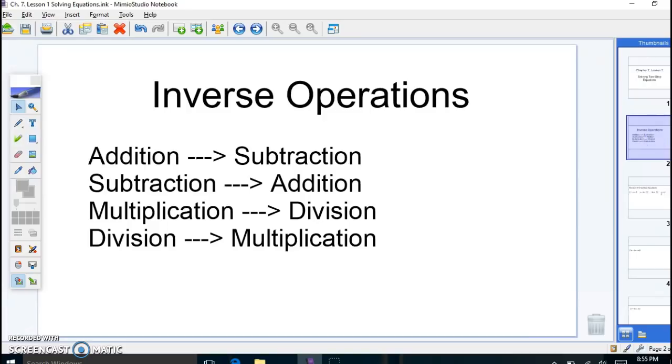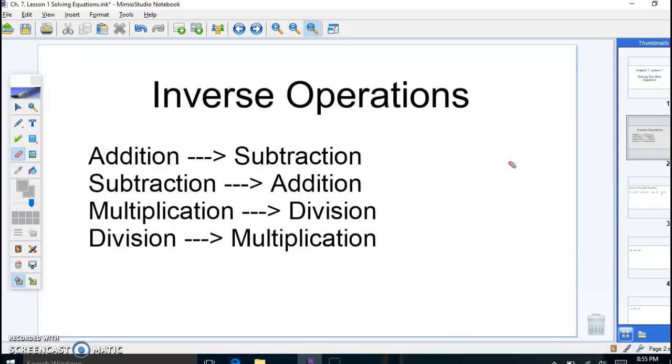reminder of what inverse operations are. If we see a problem that is an addition problem, such as x plus 4 equals 8, what we need to remind ourselves to do in an addition problem is to do the inverse of addition, which we know is subtraction.